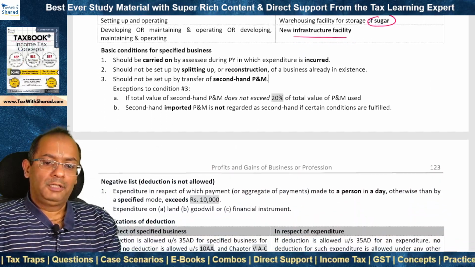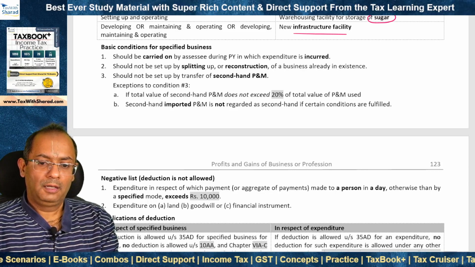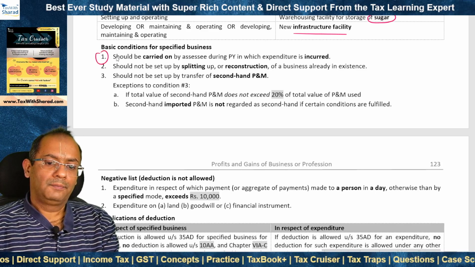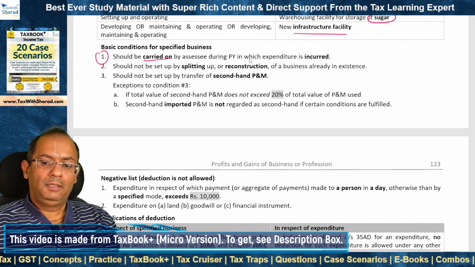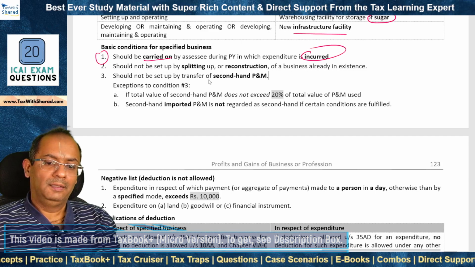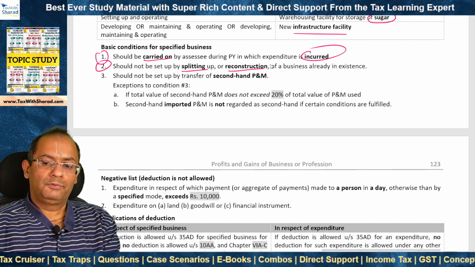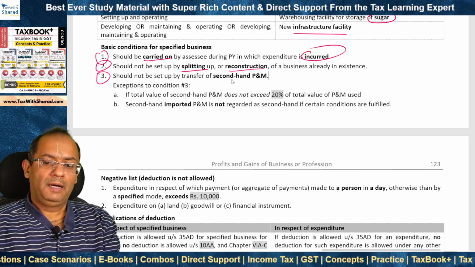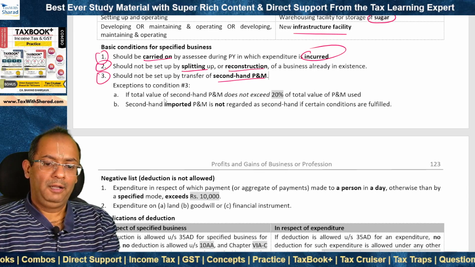3 basic conditions need to be satisfied by the specified business for claim of deduction under 35AD. 1. The specified business should be carried on by the SSE during the previous year in which expenditure is incurred. 2. It should not be set up by splitting up or reconstruction of an already existing business. 3. It should not be formed by transfer of second-hand plant and machinery. Plant and machinery should be brand new.